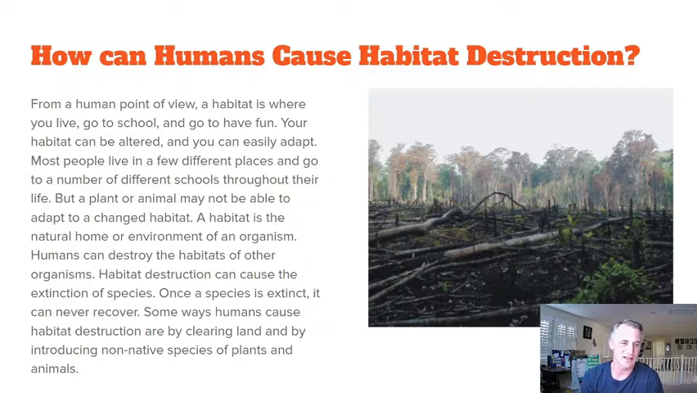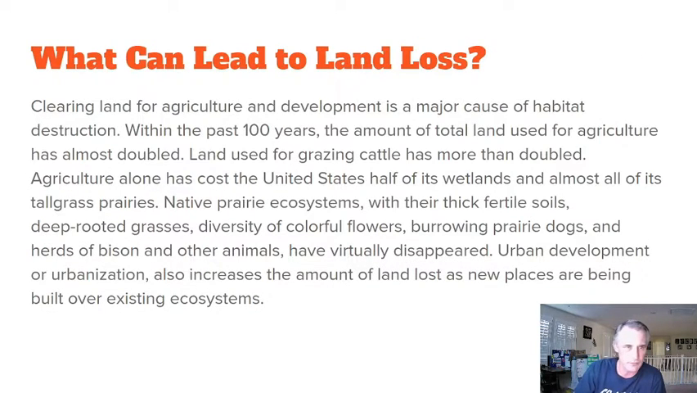Once a species goes extinct, it can never be recovered. In some ways, humans cause this. Habitat destruction would be clearing land to make farms or urban sprawl. We could inadvertently or on purpose introduce non-native species or plants, or overhunt or overharvest organisms that are in a particular environment, and those types of things. So we'll look at a few of those and get some examples as we go through the notes.